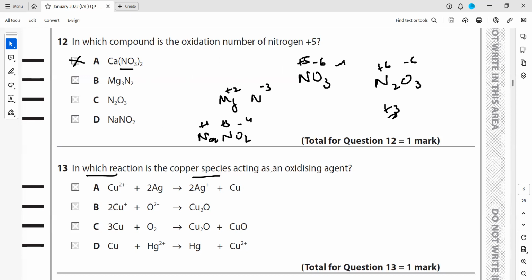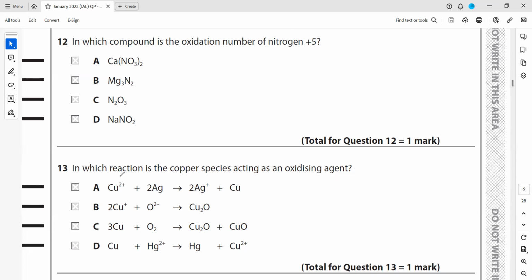In which reaction does the copper species act as an oxidizing agent? The oxidizing agent itself is reduced, and reduction is a gain of electrons. So the copper should gain electrons, as oxidizing agents are reduced. So which one has copper gaining electrons, or being reduced? You can check the valency. Here it is +2 and here it is 0. If +2 is converted into 0, we call this change reduction.